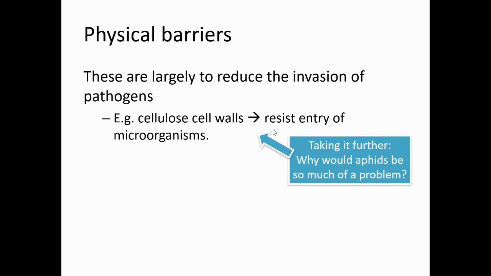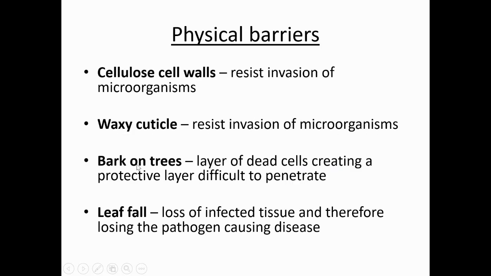A further thing to think about is the question, why would an aphid be a problem then? Last lesson we learnt that aphids have these hypodermic needle-like mouthpieces, and they actually stab into the plants. In fact, they stab into the cells, breaking through the cellulose cell wall. So, although physical barriers may protect against some, like microorganisms, an aphid may be able to break through. So it's not perfect, but that's why they've got lots.